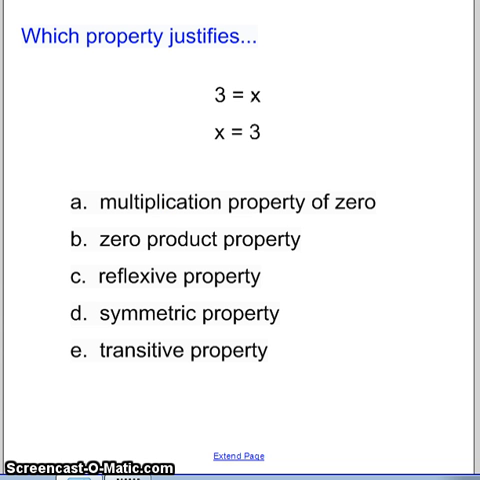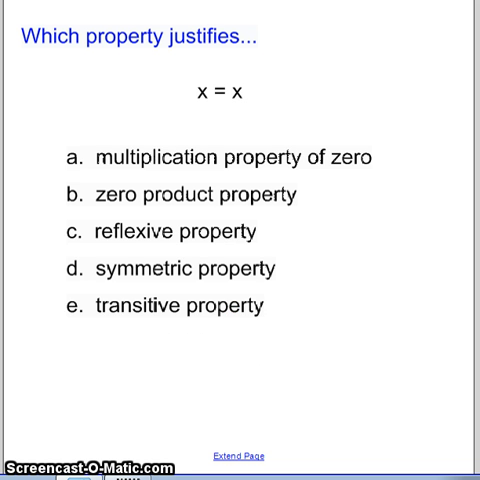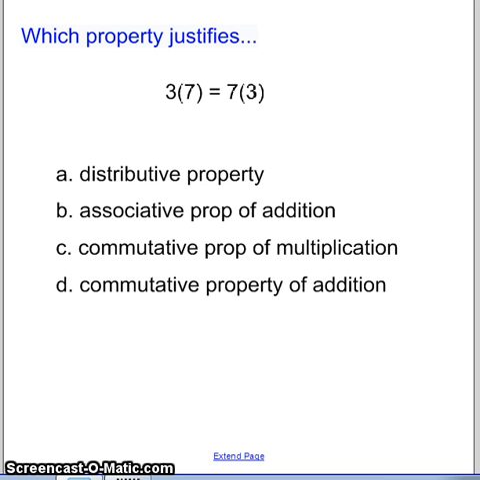In this one, we have 3 equals x, like you might get at the bottom of an equation. And then we flip it around to say x equals 3. This is going to be the symmetric property. This one, we have x equals x, which seems kind of silly. You don't even have to think about it. This one is the reflexive property.